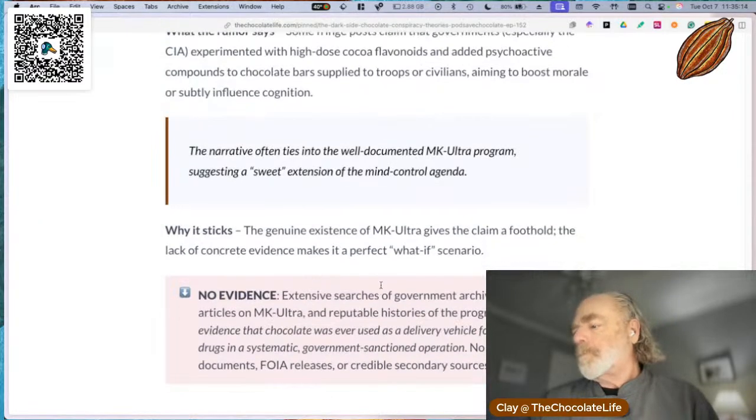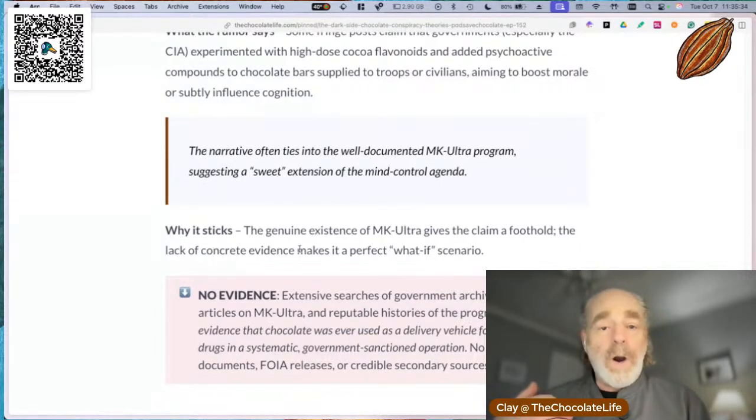So, right, the lack of concrete evidence makes it a perfect what-if. Well, we know the government had an MK Ultra program, right? What if they extended it to include chocolate? What would that mean? Everybody loves chocolate. Could we give people a chocolate bar that would change the way they think? And we know today that that is true. I can take a chocolate bar, lace it with THC, lace it with CBD, and it will in fact change our minds, right? It will affect our cognition, the way we're thinking. So we know that in theory it works, right?